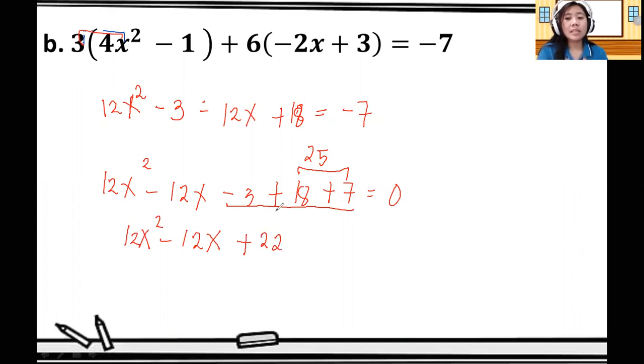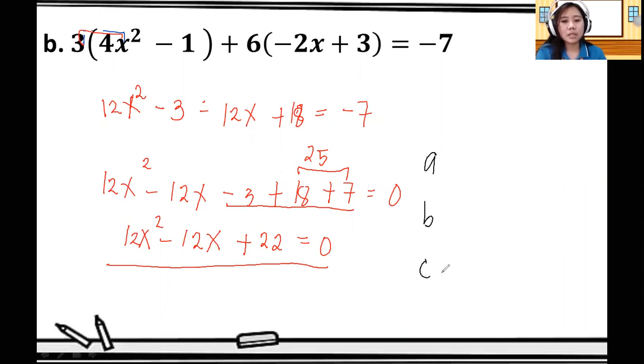Again, get the difference of two numbers, then copy the sign of the bigger number. Is equal to 0. So now our equation is in the standard form already. We can get now the values of A, B, and C. So let's find the value of A, B, and C.